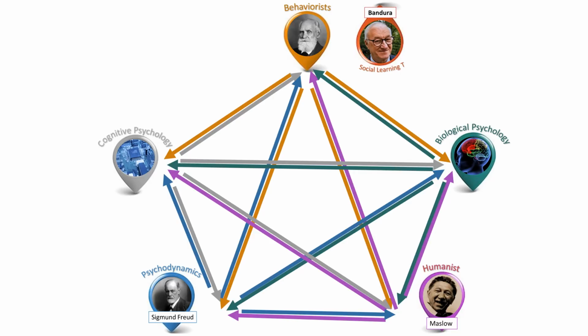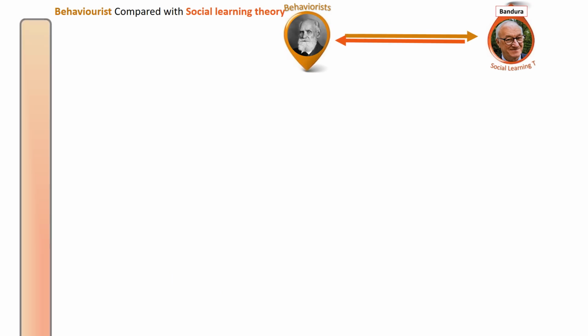As you can see by the arrows, there are a large number of different combinations of ways to compare one theory to another. Now, I would suggest that maybe you skip ahead or back in this video to the comparisons that you're most confused about, as listening to each comparison individually might be a little repetitive. So we'll start with behaviorists compared to social learning theory. If we understand the differences between behaviorists and social learning theorists, it should make the comparison between social learning theory and any other approach relatively easy.